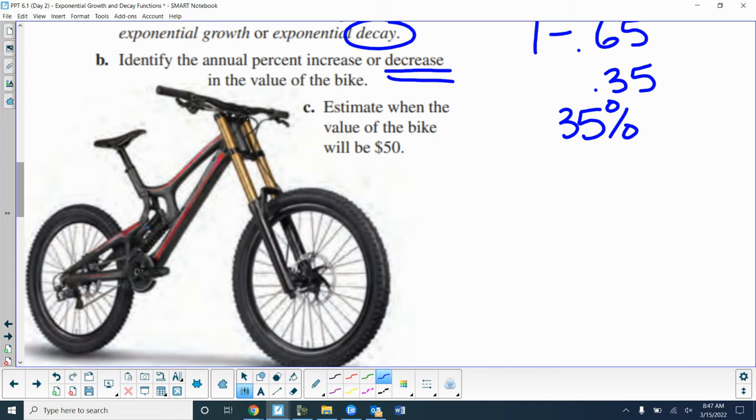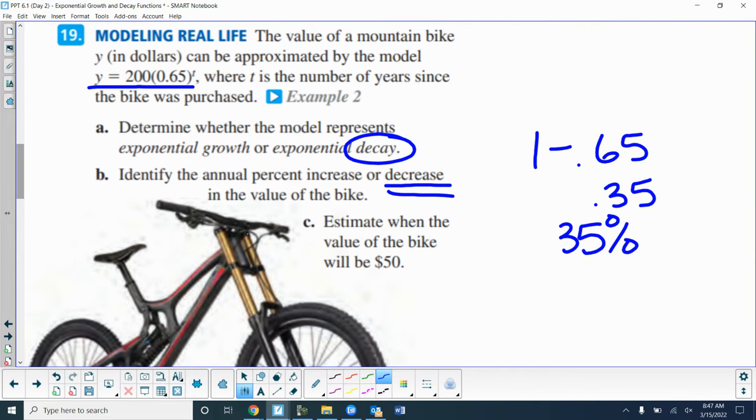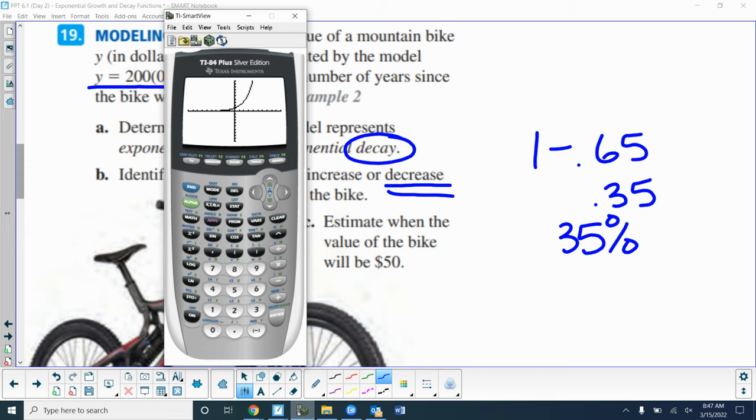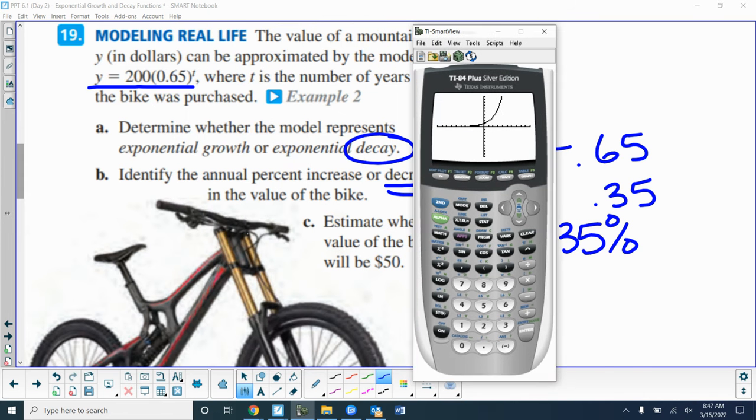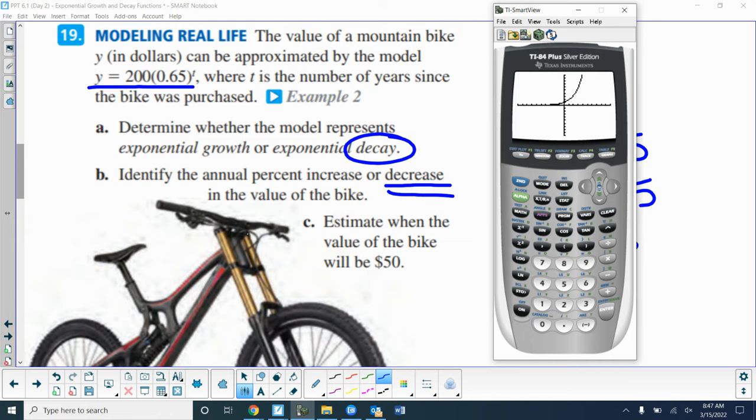Estimate when the value of the bike will be $50. Okay? So, what is the easiest way to do that? What did we say yesterday? Nobody remembers. The easiest way to just find that answer is the calculator, right? What do I punch in? The equation. Yeah, but where do I punch it in? My y equals, right? Okay?